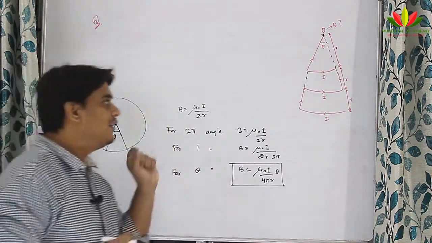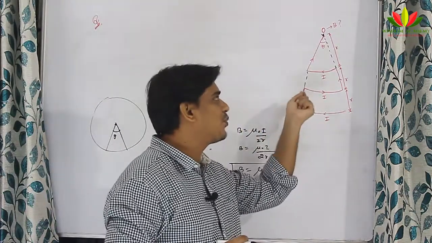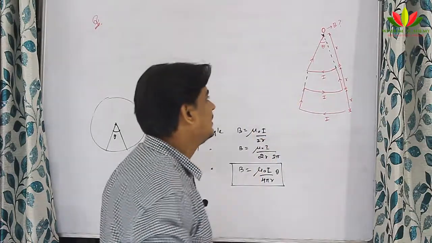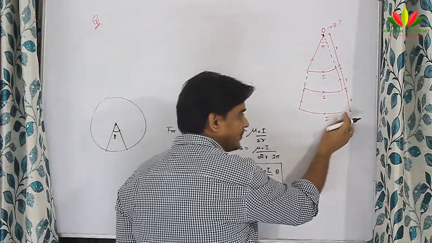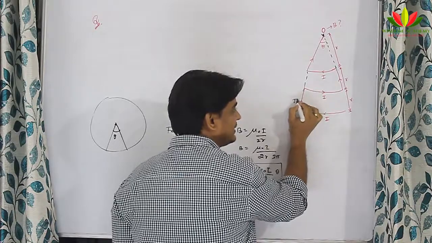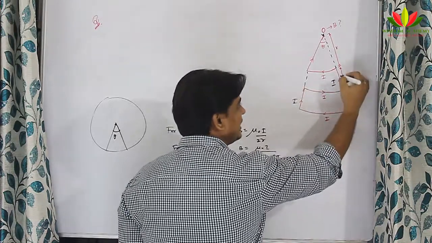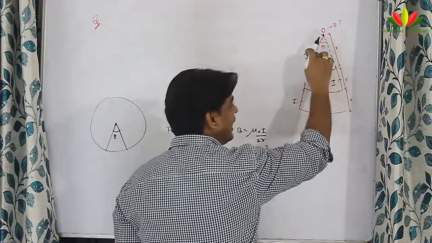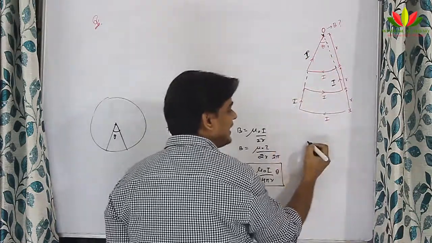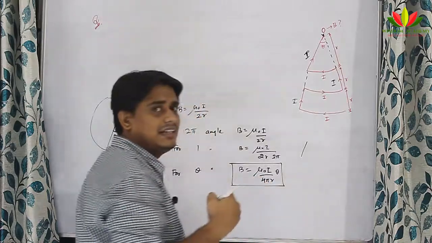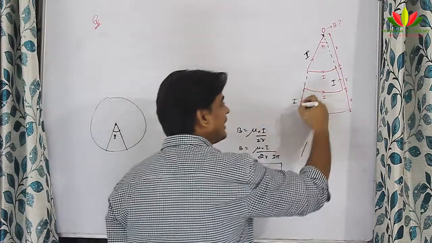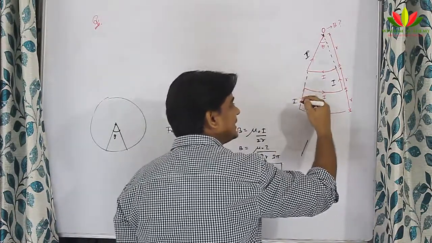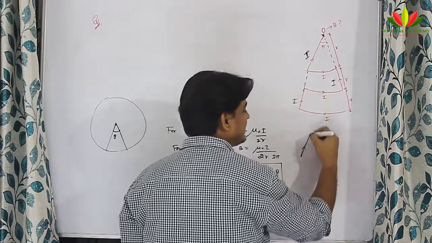Now, if you see which are the current elements and which parts contribute to the magnetic field at the point, the current flows from here. So it goes like this, then it goes again like this, again like this, again like this, and finally it goes like this. But there are three elements I dl which are in this direction, and if you see, the direction of current and the dl is in the same direction. The current is like this, and even dl is like this.